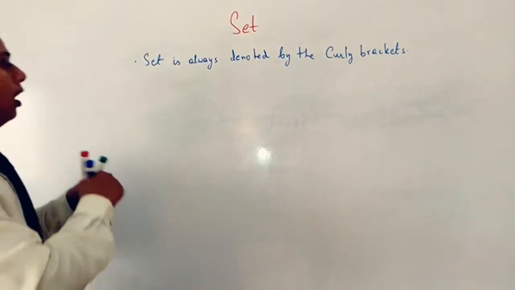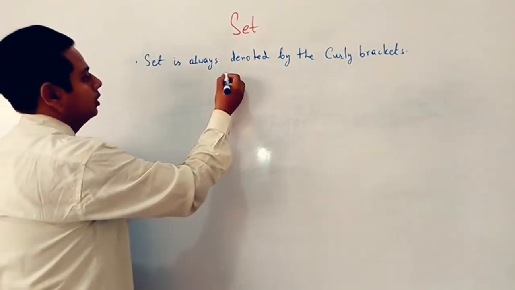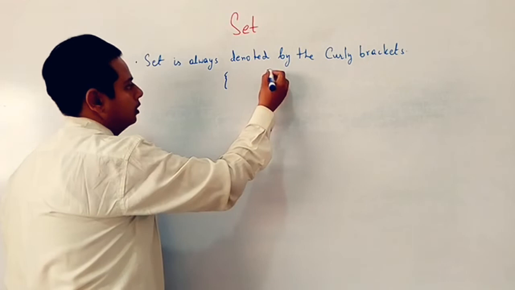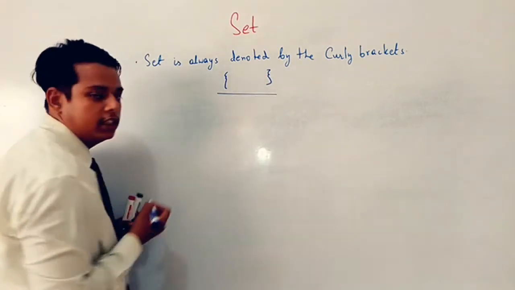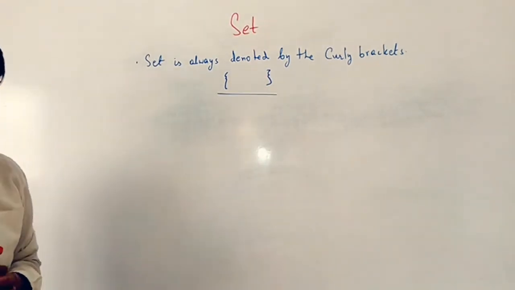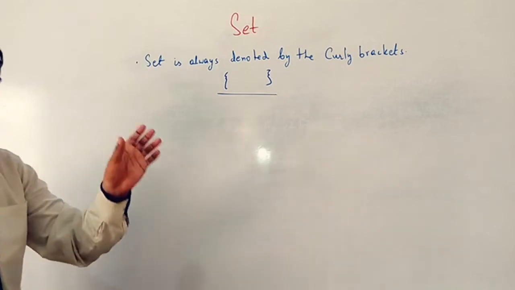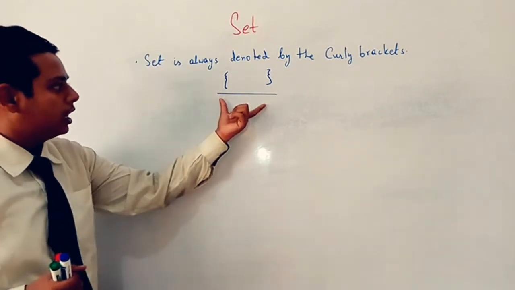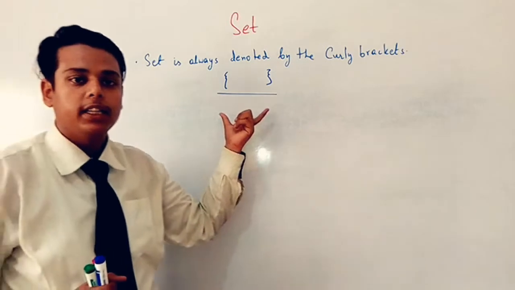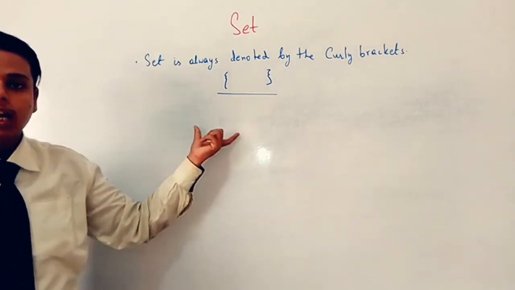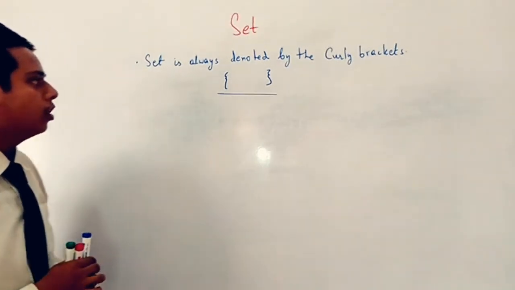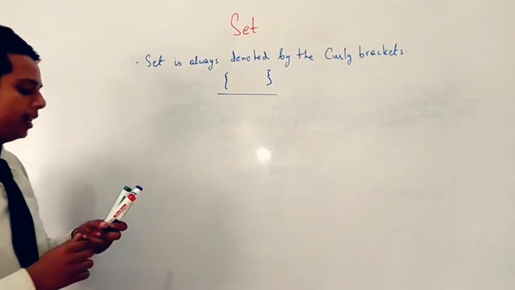Okay, that means a set is always represented by these types of brackets. Whenever we see any data or anything between these brackets, that is called the set. Set is always represented by the curly brackets.